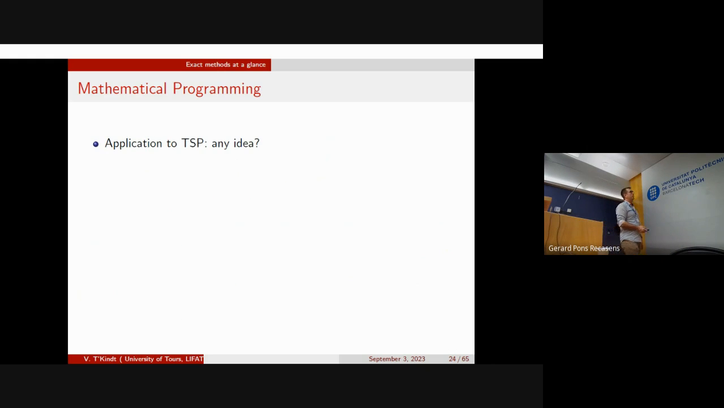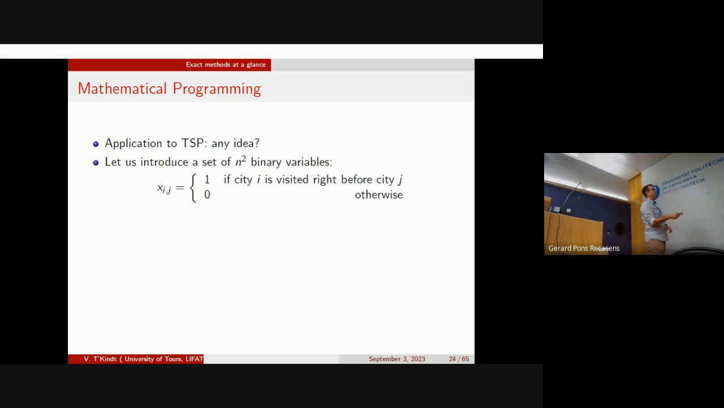Now, if we apply that to the TSP, we could also do an IP formulation of the TSP. That's a bit more tricky. Where does the complexity of the TSP come from? It comes from sequencing. So I have a permutation problem. Possibly what I can do is introduce binary variables x_ij, which are equal to 1 if city i is visited right before city j.